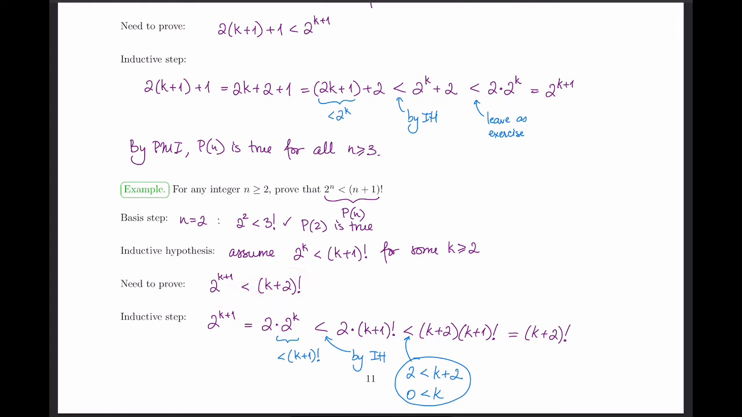Inequalities can be tricky because you have to make observations that are seemingly out of left field. But as long as you have your eye on where you're supposed to end up, this will give you a direct hint as to what you're supposed to be using and what you're supposed to be trying to substitute in order to get from the left to the right-hand side. Now, because we've proved the actual inductive step, we can say by the principle of mathematical induction, P of n is true for all the cases of n greater or equal than the basis step, which is 2.